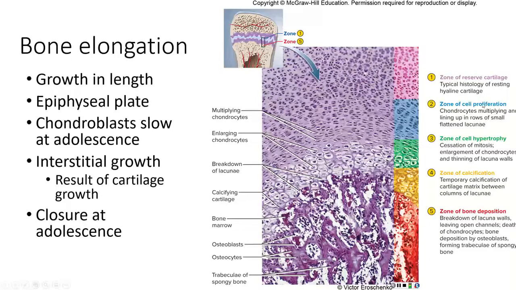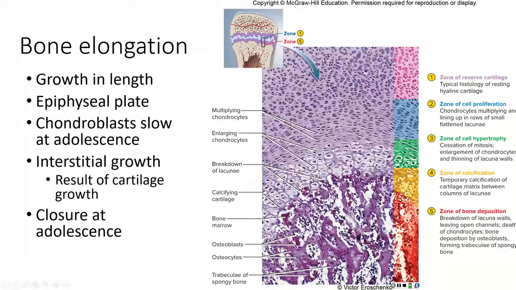So proliferation just means making more of. So these cells are in almost constant mitosis, and they're very small. So we're making more cells. And as we make more cells, it's going to push some of those cells towards the diaphysis. So really what we're actively doing is pushing the epiphysis and the diaphysis away from each other.